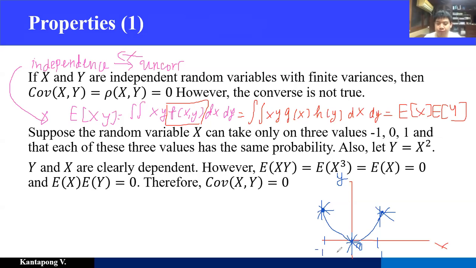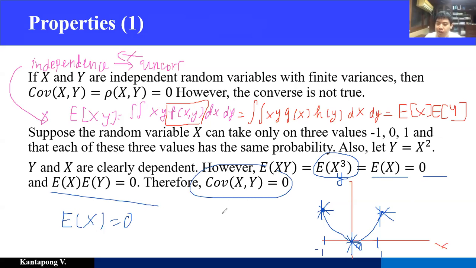However, E of xy is gonna be what? E of x to the power of 3. It is 0. And E[x] times E[y] is equal to 0 because E[x] is 0. So the covariance is 0. So independence implies uncorrelated, but uncorrelated doesn't imply independence.